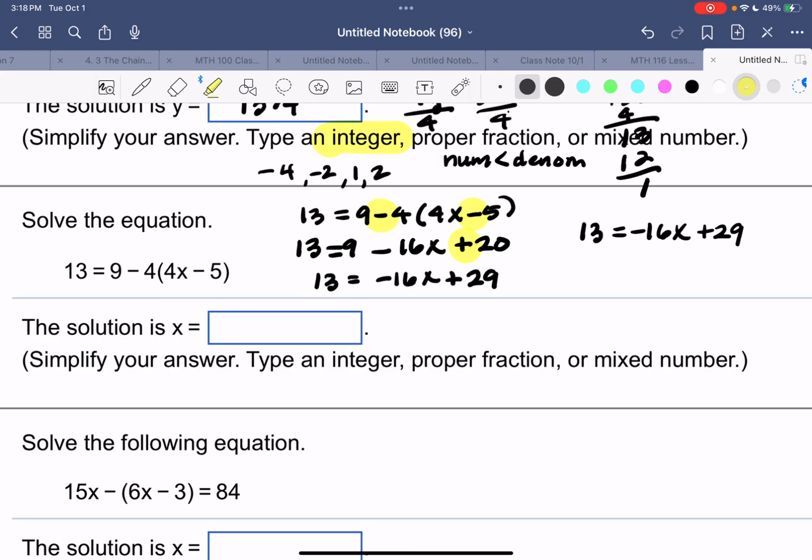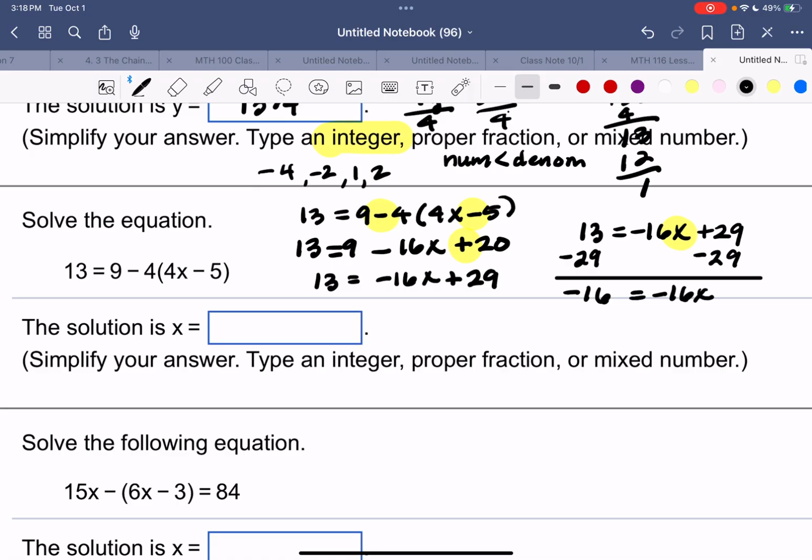I'm trying to isolate my x, so I'm going to subtract 29 from both sides. I get negative 16 equals negative 16x. Since that's multiplication, I'm going to divide by negative 16, and I'll get 1 equals x. So x is 1.